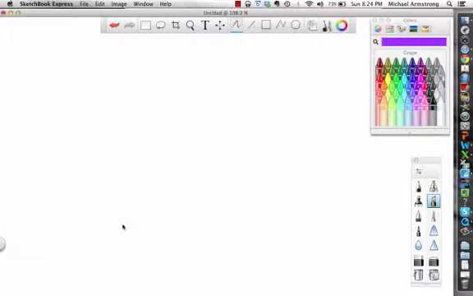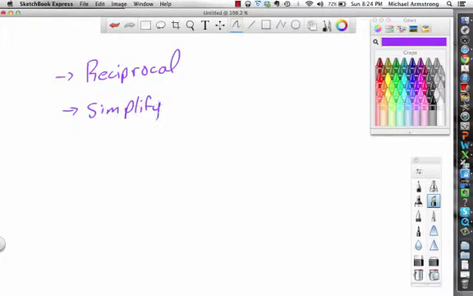That's it. There were some things that you needed to know. We needed to know about reciprocals. We need to know about simplify first, simplify before you multiply. And we needed to know about dividing, and that fractions and division are the same thing.